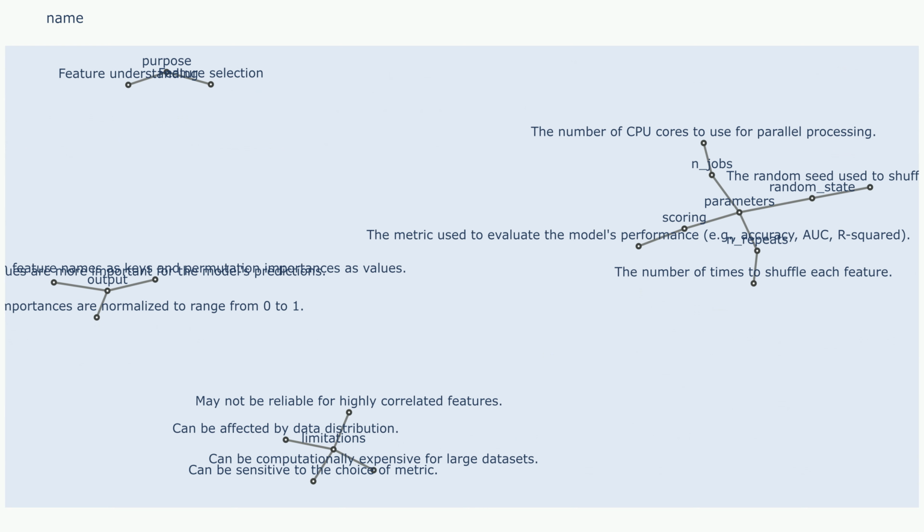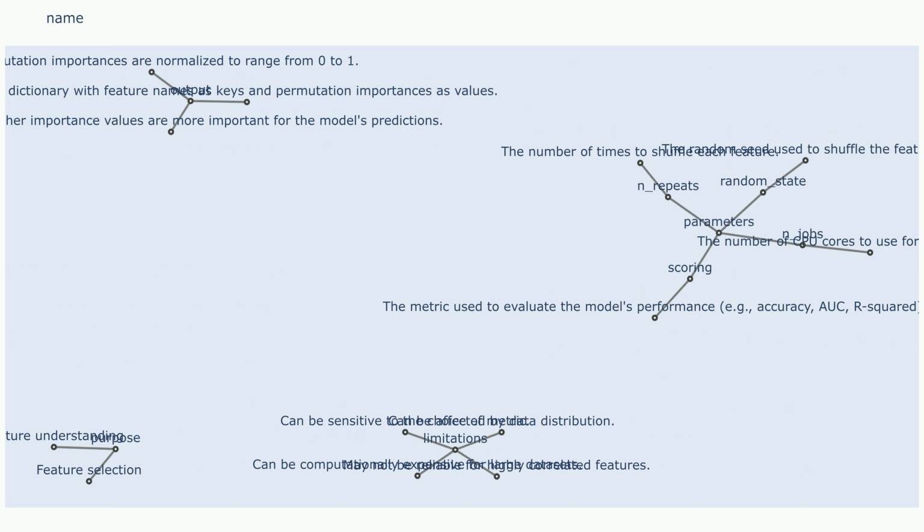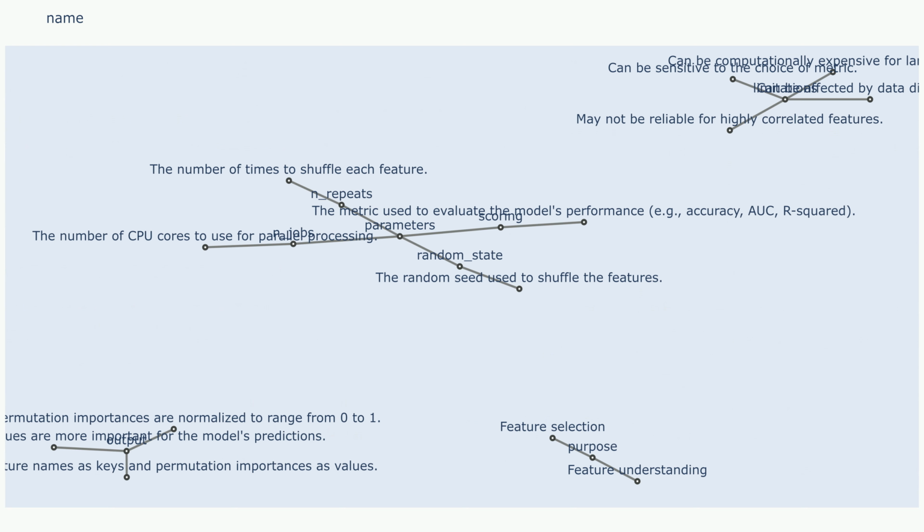Limitations. Computational cost. Permutation importance can be computationally expensive, especially for large datasets and models with many features. Data dependency. The importance scores are specific to the data used. They might not generalize well to unseen data. Overfitting. Using permutation importance on the same data used for model training can lead to overfitting, where the importance scores might be inflated for features that are highly correlated with the target variable in the specific training dataset.